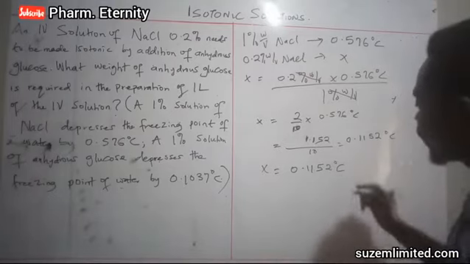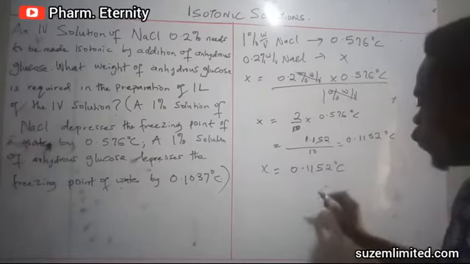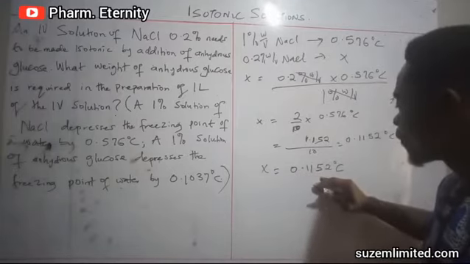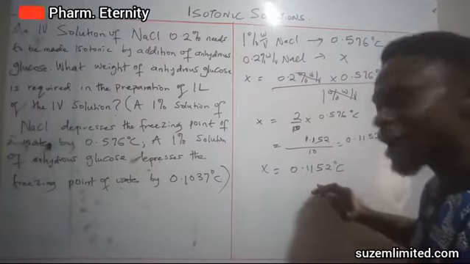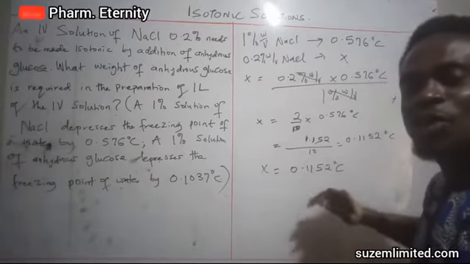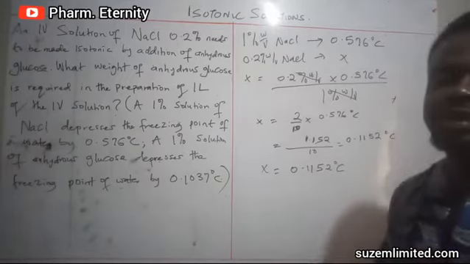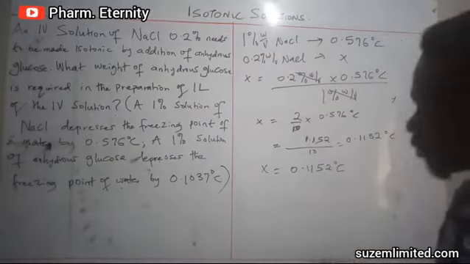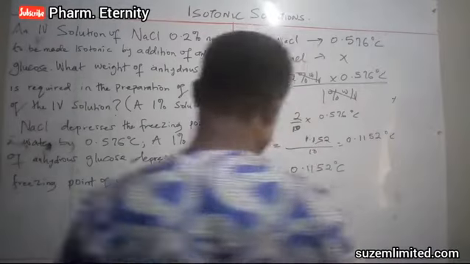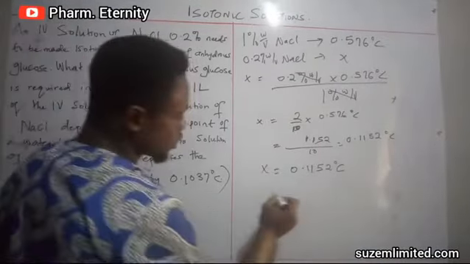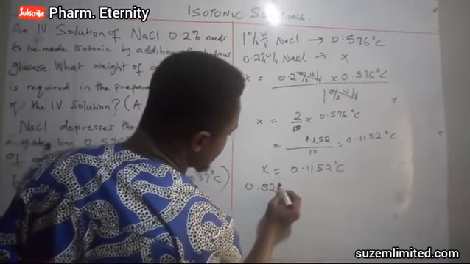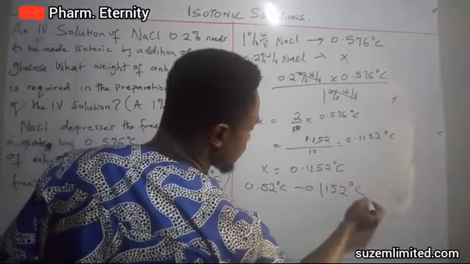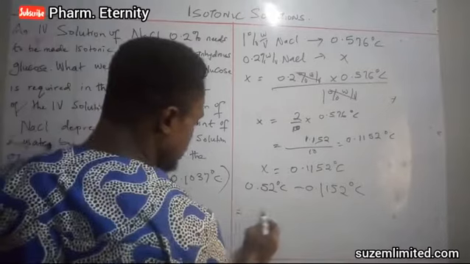First of all, let's find what is remaining. So we get the difference between 0.52 degrees Celsius and this 0.1152. The difference now is what is remaining to be depressed further for it to be isotonic. So the difference is now equal to 0.52 degrees Celsius minus 0.1152 degrees Celsius.